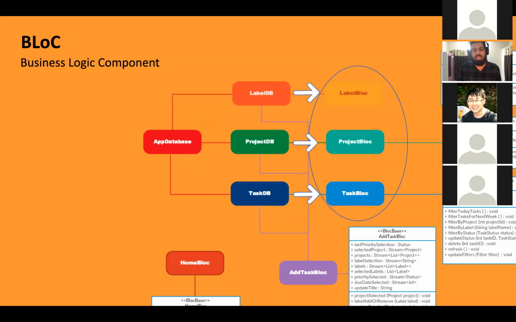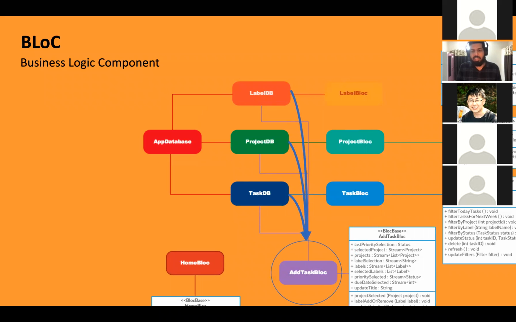So block can be anything. It can be based on table. So here it's a task block, project block, label block. It can be based on screen, where let's say for example, I have an add task block which has been created based on that screen, and it requires all of those three DBs. So we inject all those three into add task block.